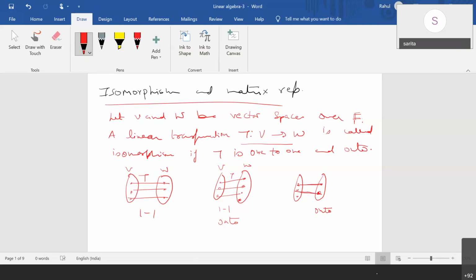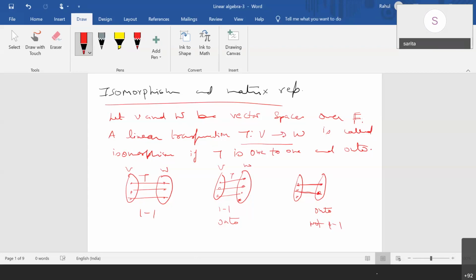Is it 1-1? No. This is not 1-1, because this element here cannot be mapped, since there is no element there. So this is onto, because both of these have a pre-image, but it is not 1-1.